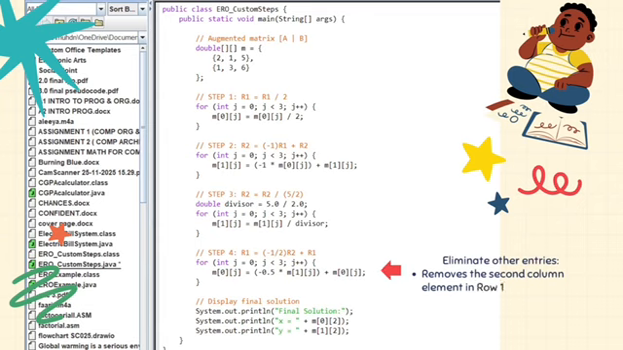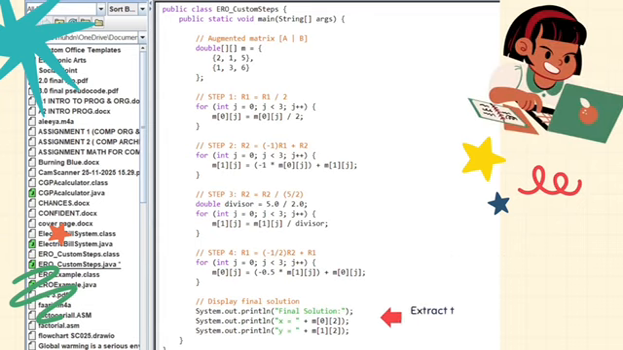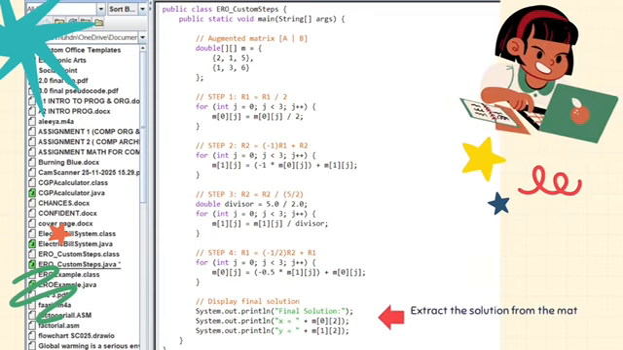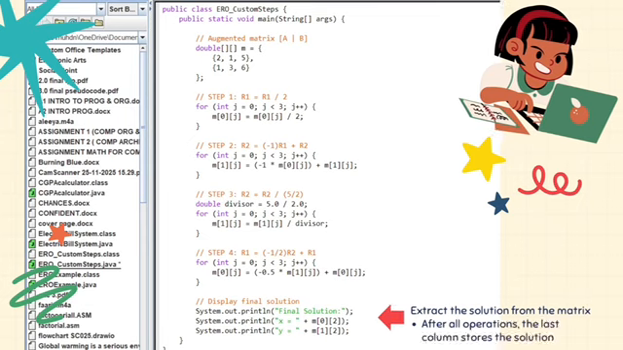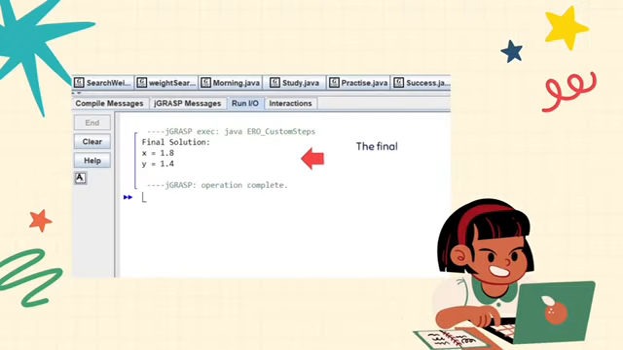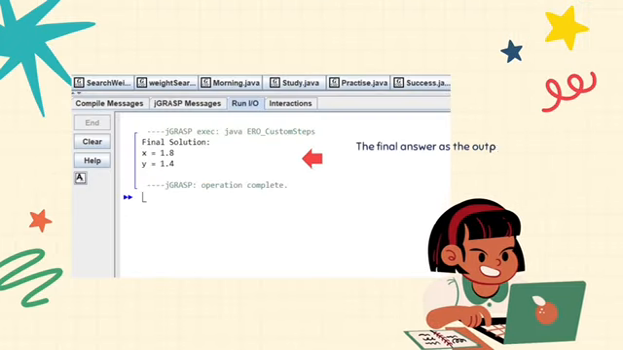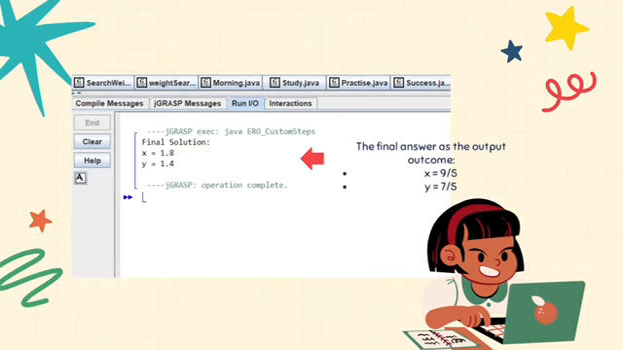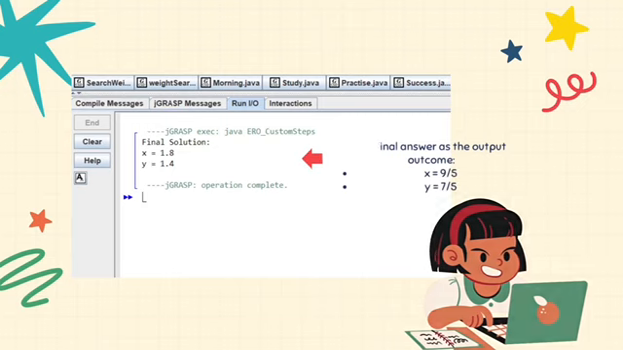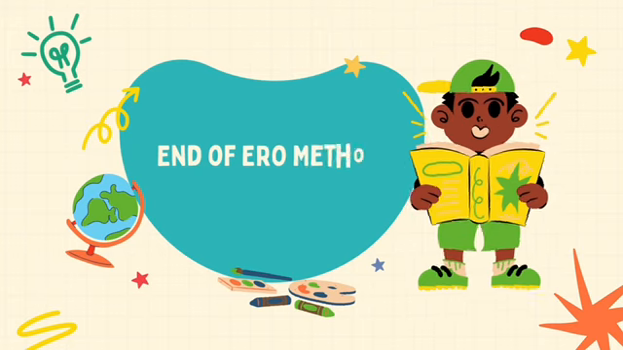Extract the solution from the matrix. After all operations, the last column stores the solution. The final answer as the output outcome, x equals 9/5, y equals 7/5. End of ERO method.